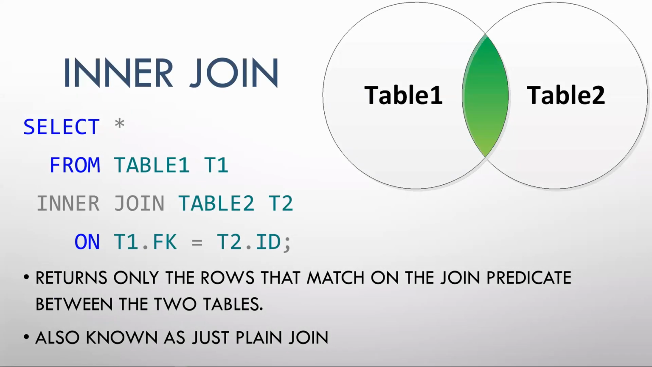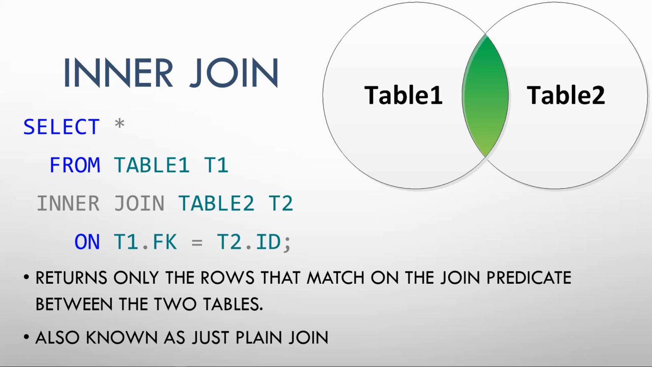Next, we're going to take a look at an inner join. What an inner join does is it connects data between two tables. In this case, we just say table 1 and table 2. You put your real table names there, of course, and I've aliased them as T1 and T2 so that we can use the short name of T1 and T2 instead of the table name. And then what this does is it returns only the rows that match on the join predicate.